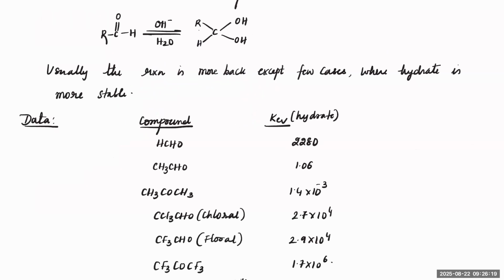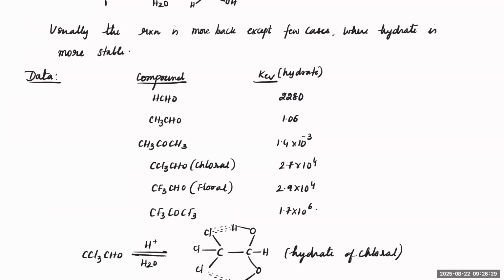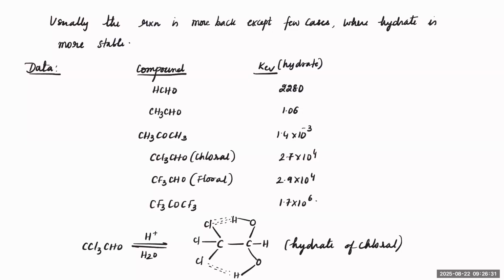Usually, in the majority of the reactions, the reaction is mostly backward, depending upon the R group, whether this R group is more bulky or less bulky. But there are certain cases which are very stable. For example, formaldehyde, there are no bulky groups, so the hydrate can be stable. Acetaldehyde, the equilibrium constant is 1.06, which means it is not very stable, but yes, a small amount of hydrate will be formed. Then ketones will hardly form any hydrate. The reaction is highly in the backward direction.